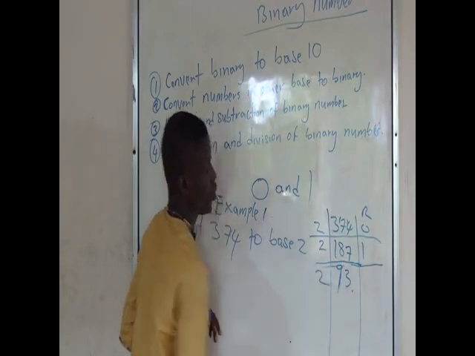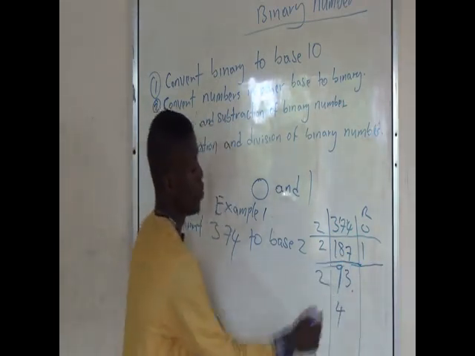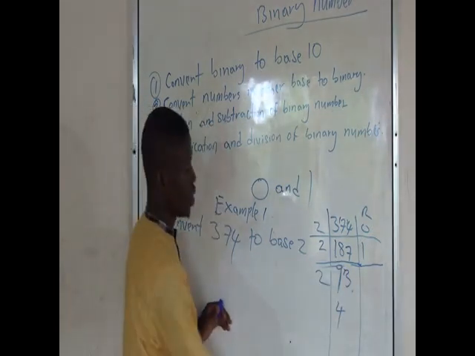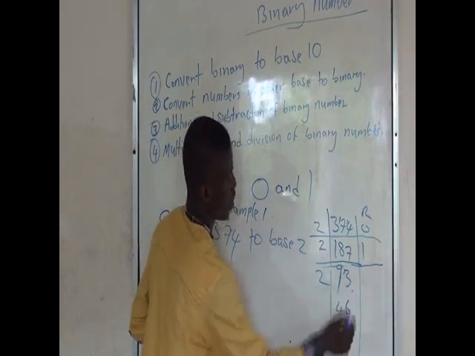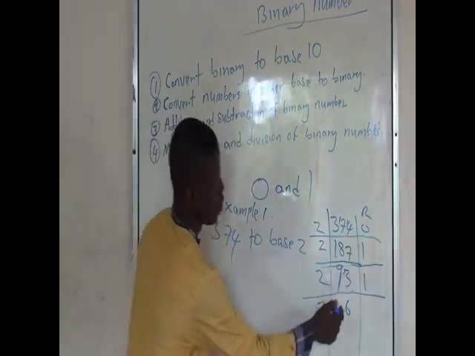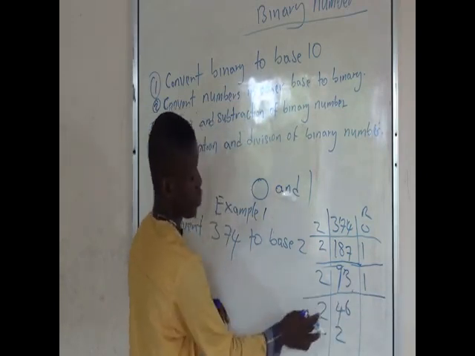I have 2 again, will go. 90 divided by 2 will give me 45, remainder 0. Put the 1 here, turn to 13. 13 divided by 2 give me 6, remainder 1. 2 again will go. 2 divided by 2 give me 1. 4 divided by 2 give me 2.